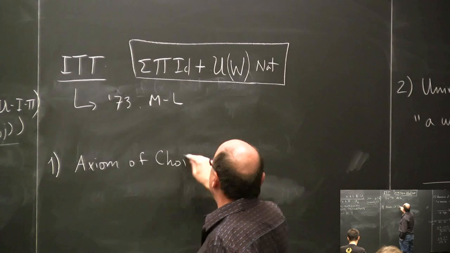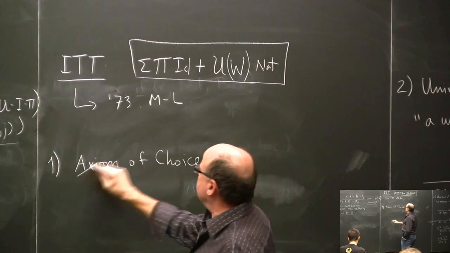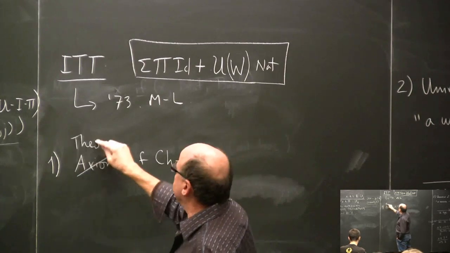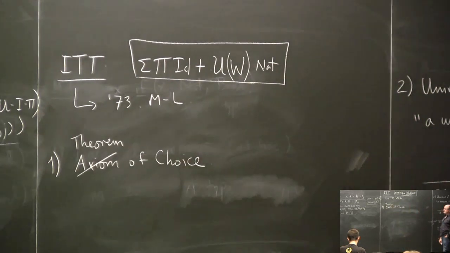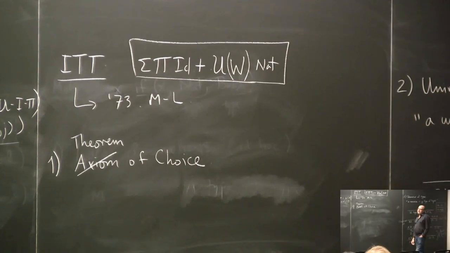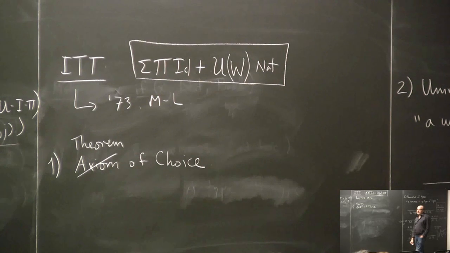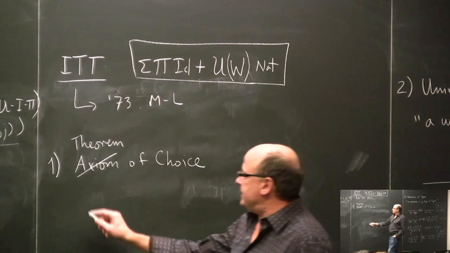So the first thing, inevitably this is always the first thing, is the axiom of choice in ITT. Well, actually it's a theorem. The theorem of choice. Okay, so we'll write it like that. And what does the theorem of choice say in ITT? It says every total binary relation contains a function.